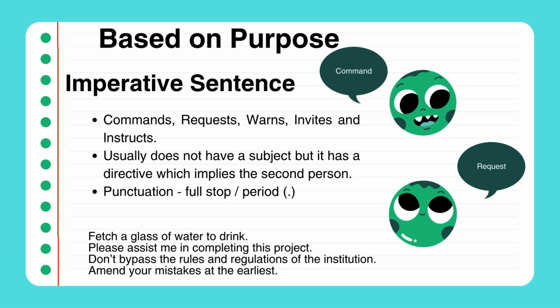Imperative sentence is a sentence that commands, requests, warns, invites and instructs. It usually does not have a subject but it has a directive which implies the second person. It usually punctuates at the end with a full stop or period. Examples. Fetch a glass of water to drink. Please assist me in completing this project. Don't bypass the rules and regulations of the institution. Amend your mistakes at the earliest.